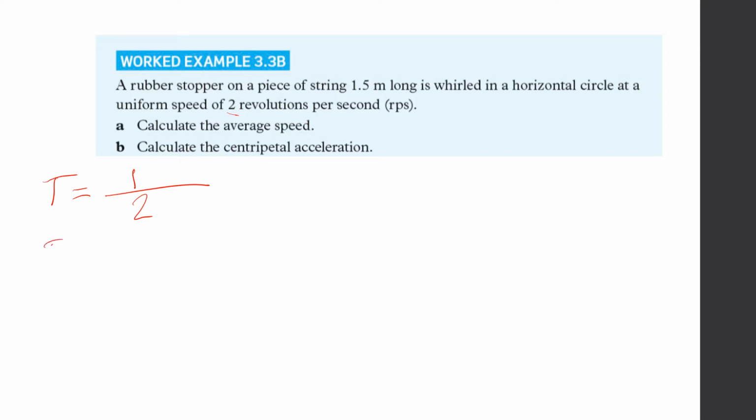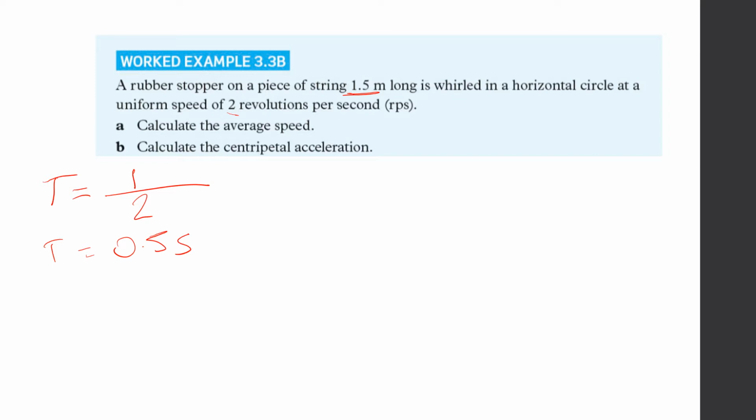So t will equal 0.5 seconds. We've got 2 decimal places. Trying to think, should that be 1 or 2 SFs? Probably just 1 SF, but we'll do it to 2.